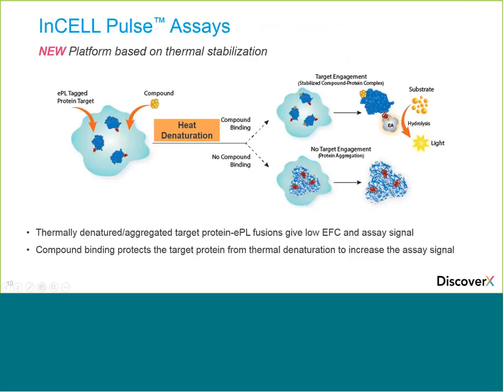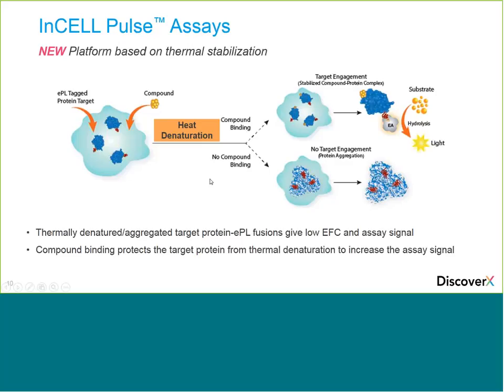The cells go through a brief heat denaturation step in a PCR machine, and if there's no compound binding, of course, at the specified temperature, the target protein denatures and aggregates, and the enzyme fragment complementation is inefficient, and there's not a lot of light generated with the chemiluminescent substrate. However, if compound binding occurs, that protein is stabilized, and that precludes denaturation aggregation. There's still good complementation with the enzyme fragment system, and substrate is turned over and there's a lot of light.